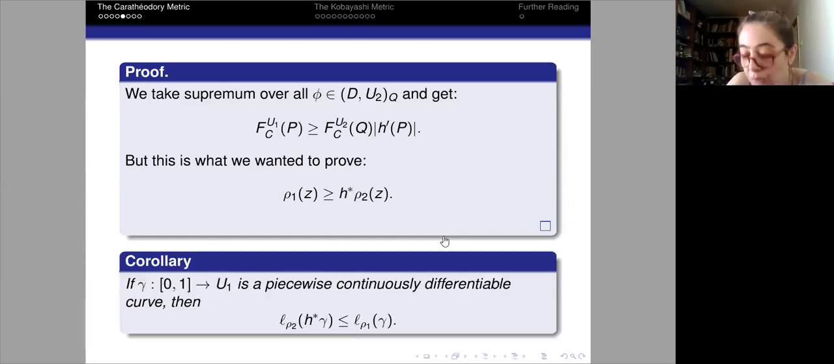So we have a corollary. Actually, we have three corollaries. If you take a curve gamma from [0,1] to U1, this curve needs to be piecewise continuously differentiable. And then you see that the length with respect to the second metric of H composed with gamma is less than or equal to the length of gamma with respect to the first metric.